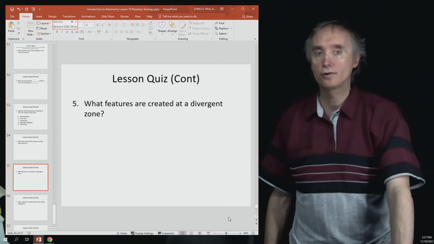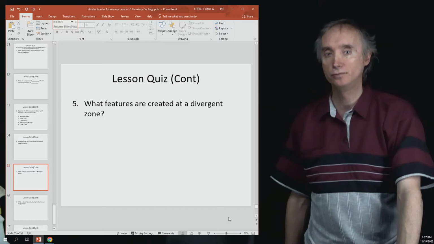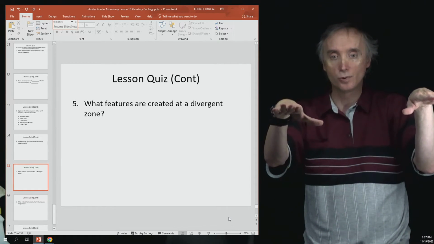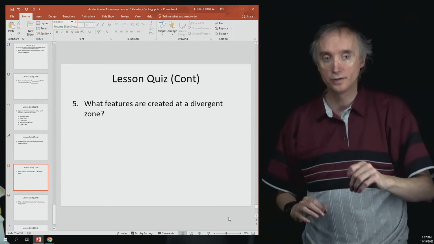What features are created at a divergent zone? Okay, so that's where the plates are being pulled apart. So that's where new ocean floor is going to form.